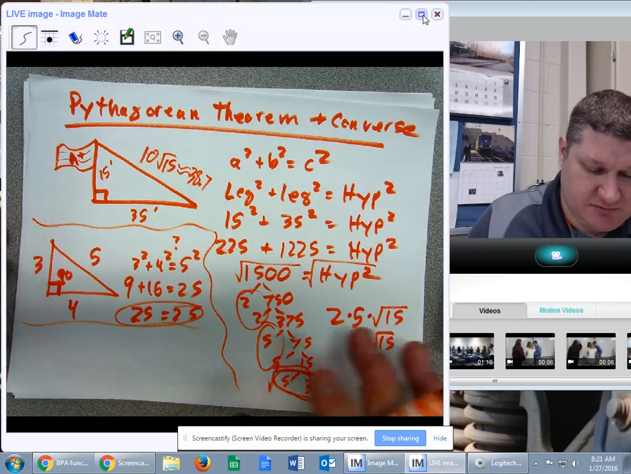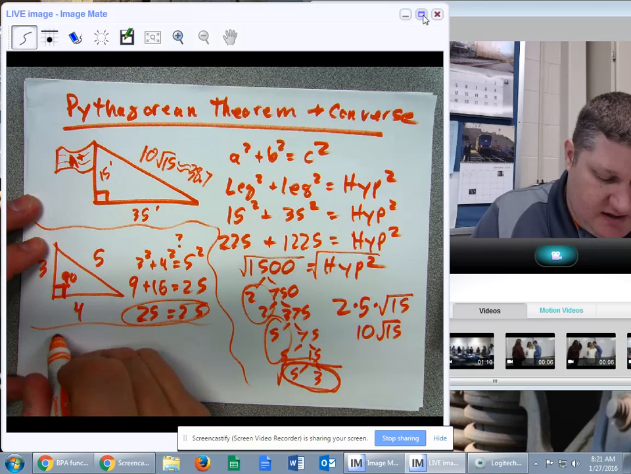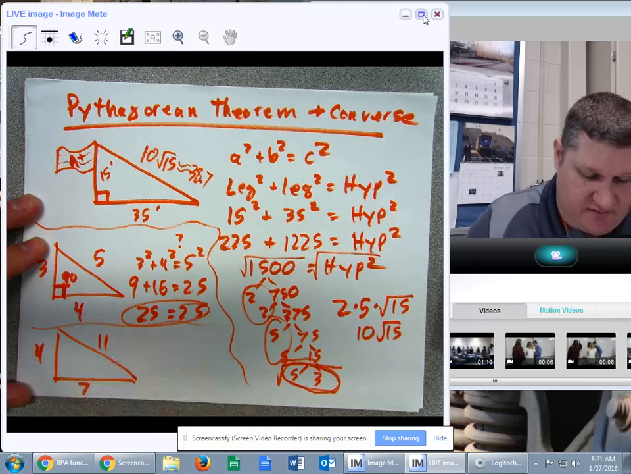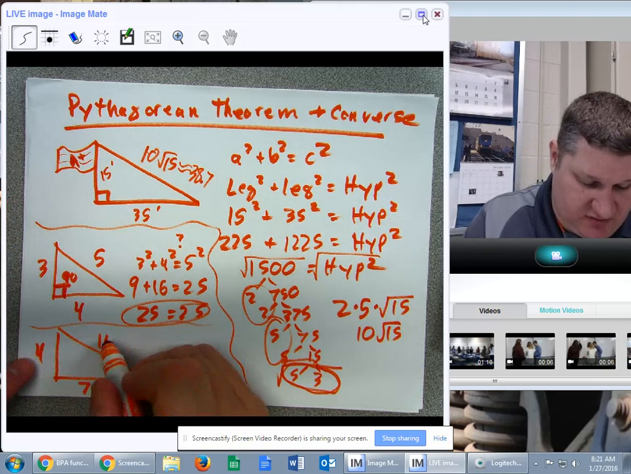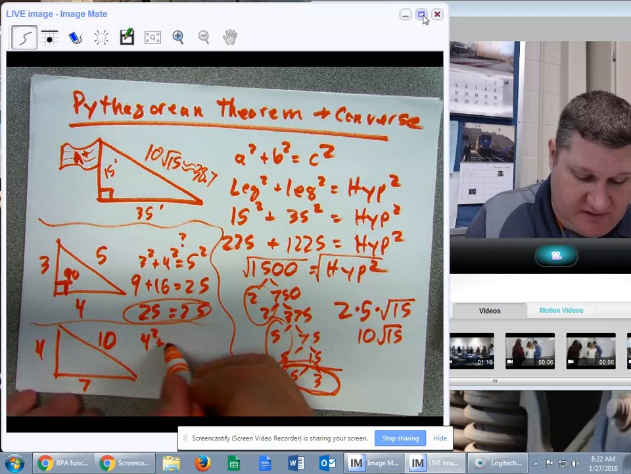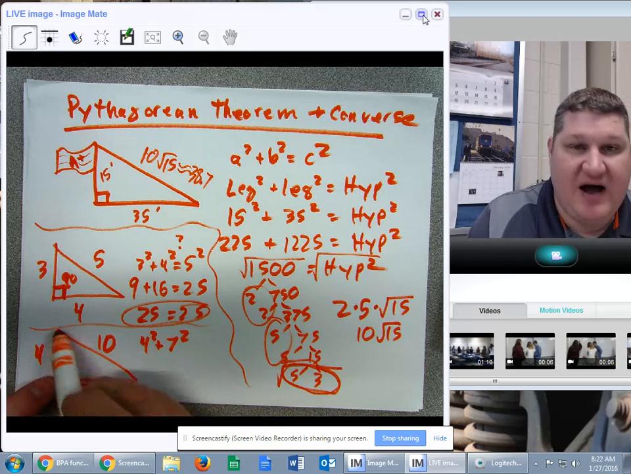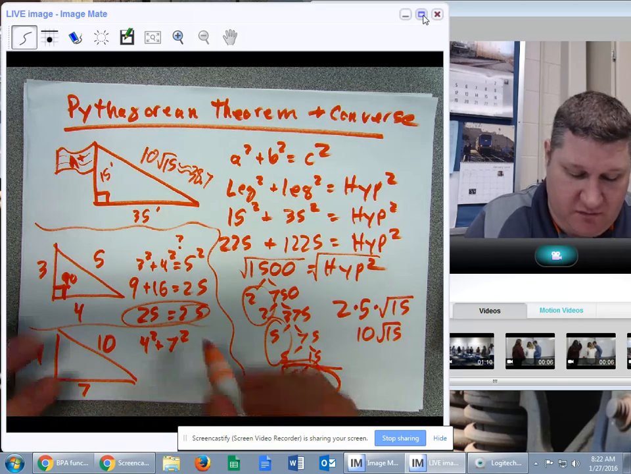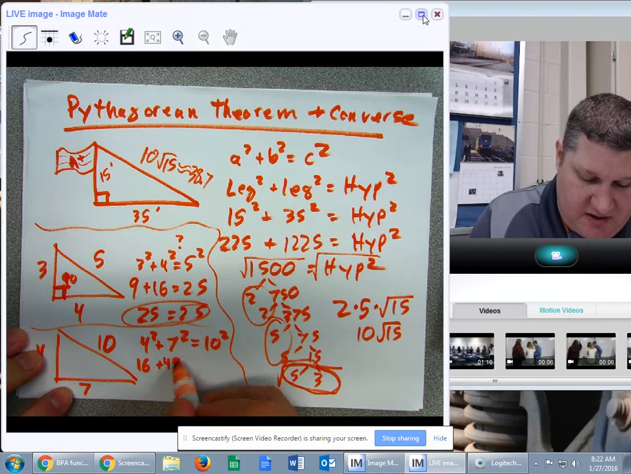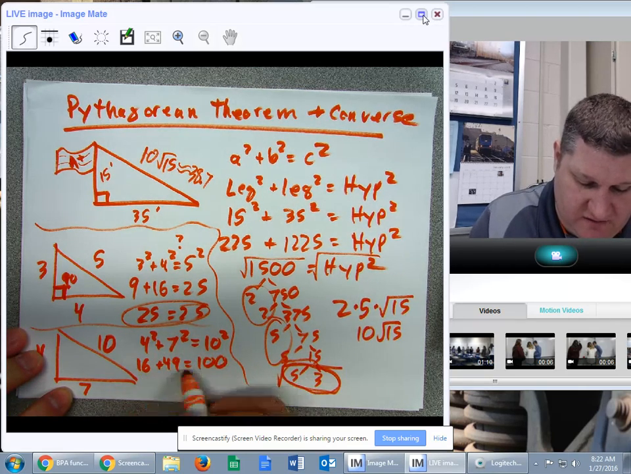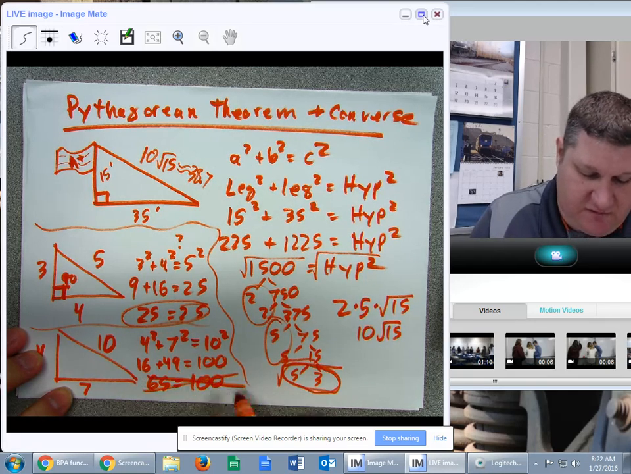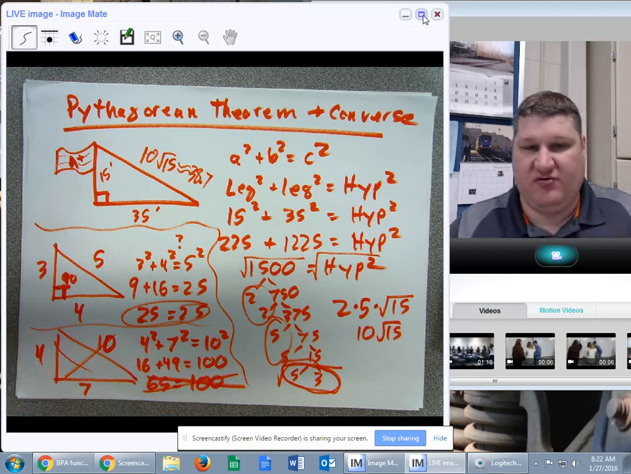Let's do another example. If I have 4, 7, and 11. Well, actually, that won't even make a triangle. 4, 7, and 10. So let's see. 4 squared plus 7 squared. You'll remember, the hypotenuse is always going to be the biggest side in a right triangle, so it's the one that goes off by itself. So I got 16 plus 49. Does that equal 100? The answer is no, not even close. That's 65. 65 does not equal 100, so it is not a right triangle.